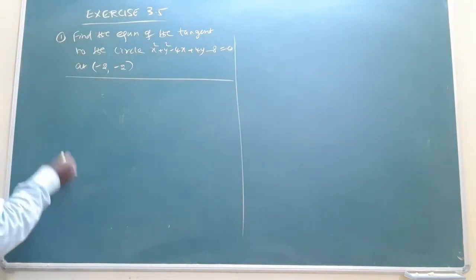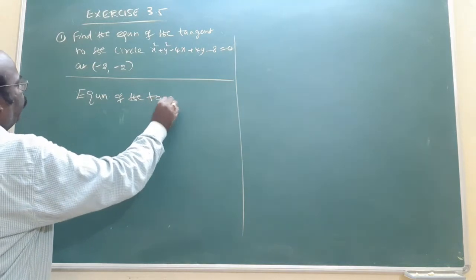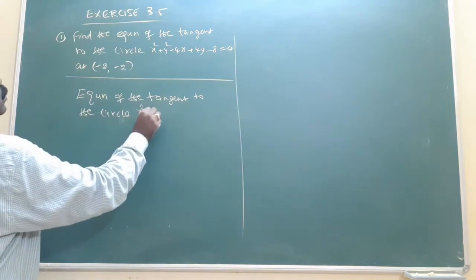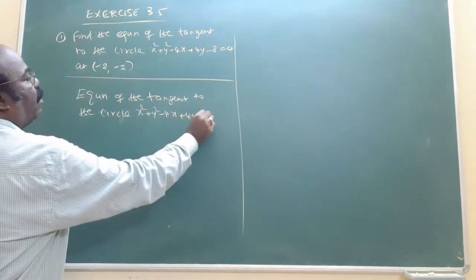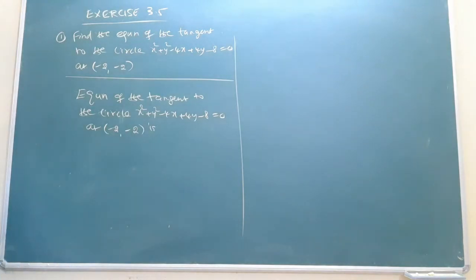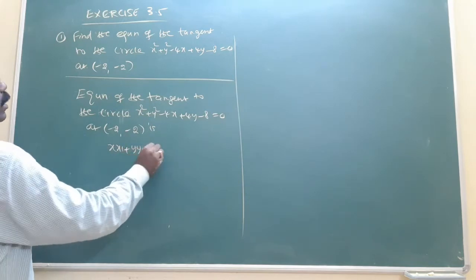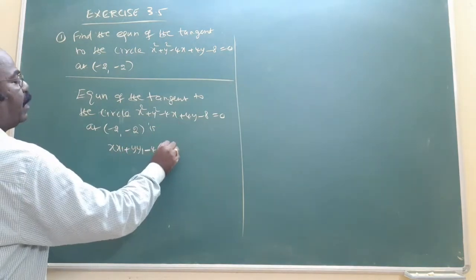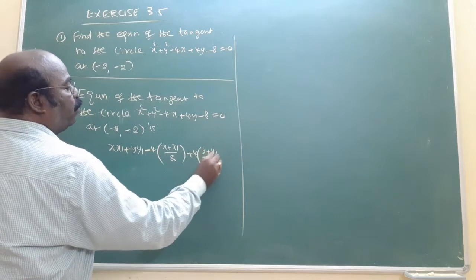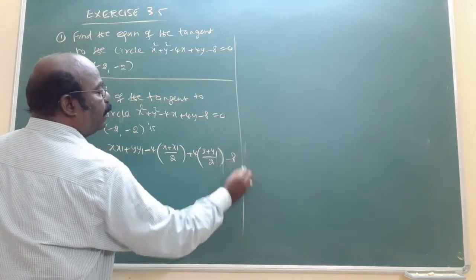Okay? Now start with the formula, the equation of the tangent to the circle x square plus y square minus 4x plus 4y minus 8 equal to 0 at (-2, -2), as I told you. x square becomes xx1, y square becomes yy1, minus 4 into x becomes (x plus x1) by 2, plus 4 into y becomes (y plus y1) by 2, minus 8 equal to 0. This is the actual formula. Am I right?